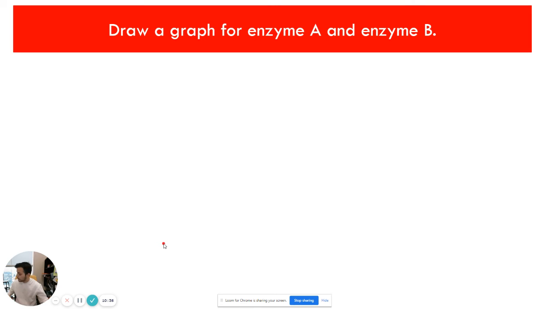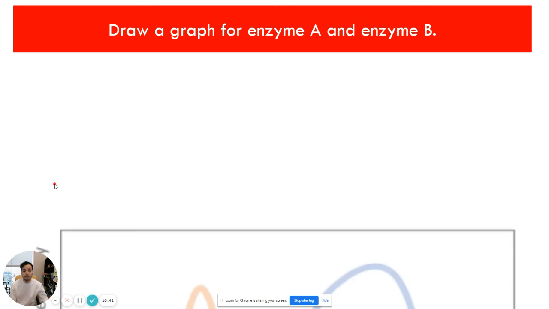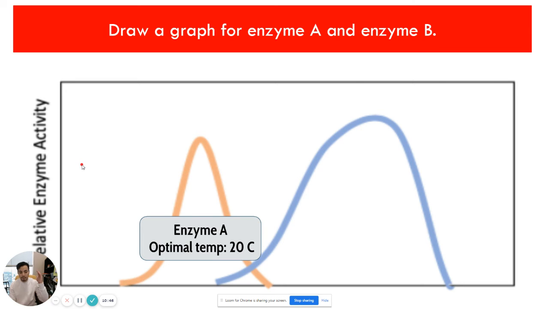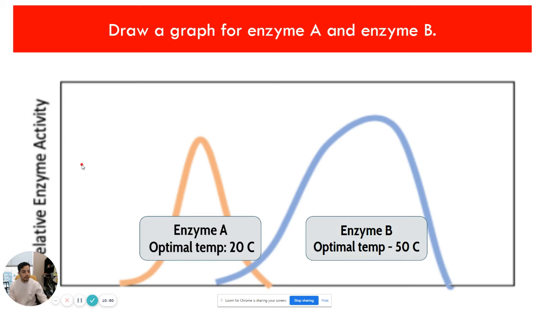And then the very last one, it says draw a graph for enzyme A and enzyme B. It's okay if it's not perfect. This is what it should look like. We have enzyme A, and it works the best at 20 Celsius. And for enzyme B, it works best at 50 Celsius. So kind of similar to number 1 and number 2, where it works optimally at the very top. So let's say this is 20 right here. This is 50 right here. Okay.